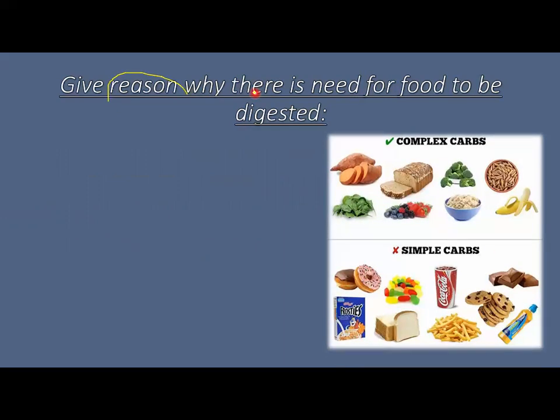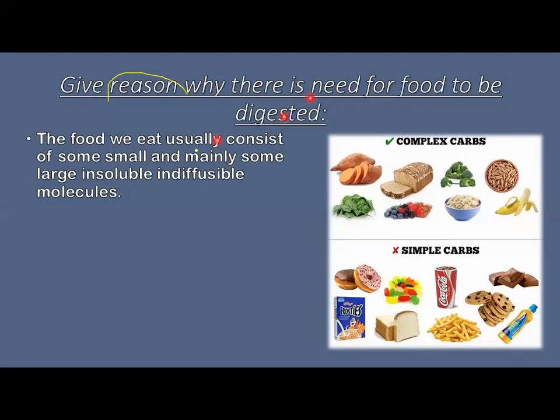You have to provide the reason why there is a need for food to be digested. Means the food that we eat, why is the process of digestion necessary? What is the reason behind it? These are the food particles or food molecules that we usually eat. The food that we eat usually consists of some small, but mainly large, insoluble and indiffusible molecules.